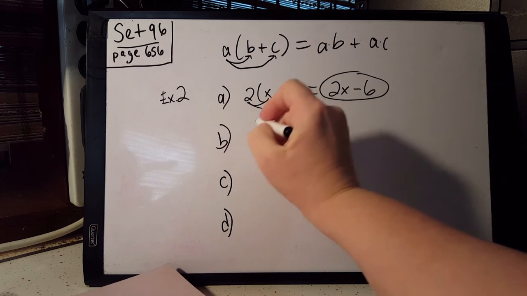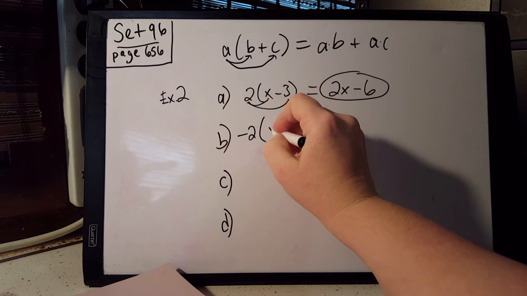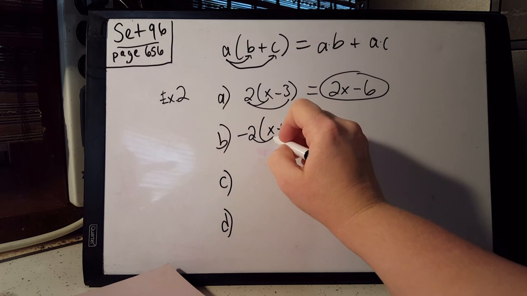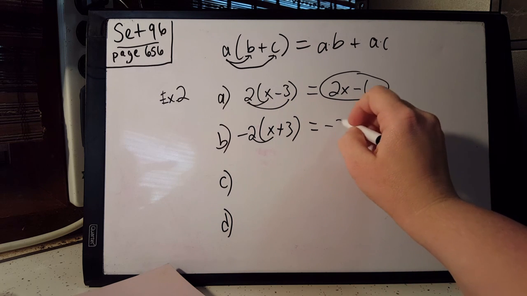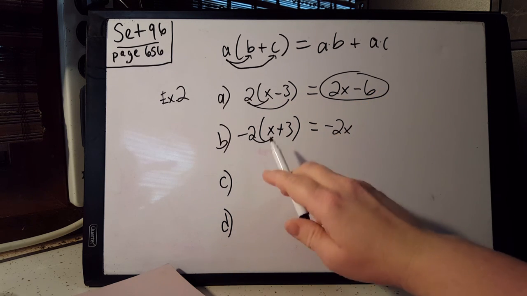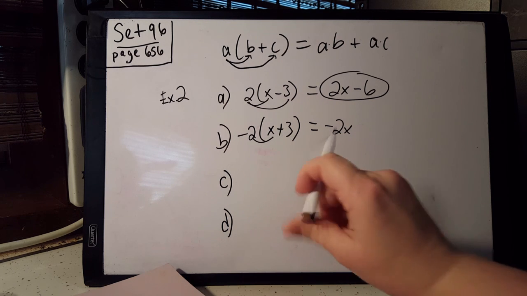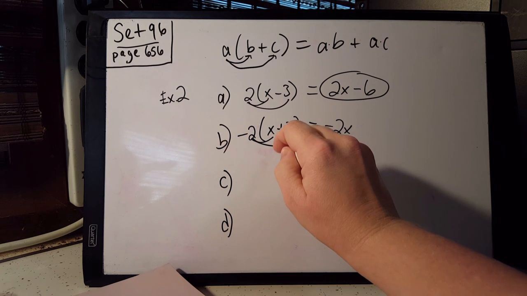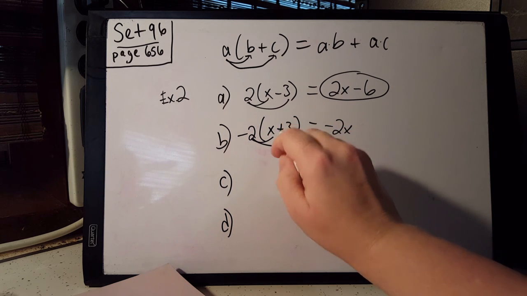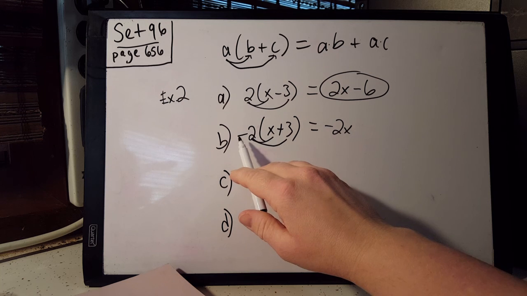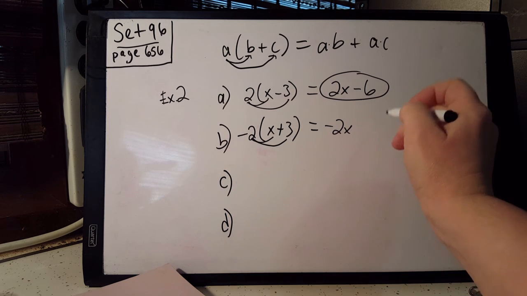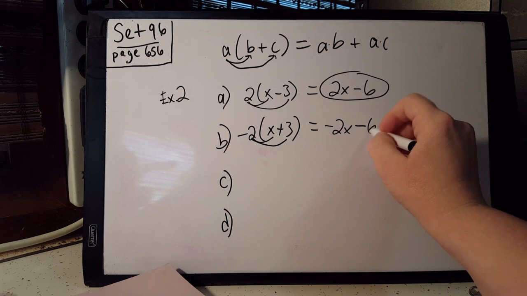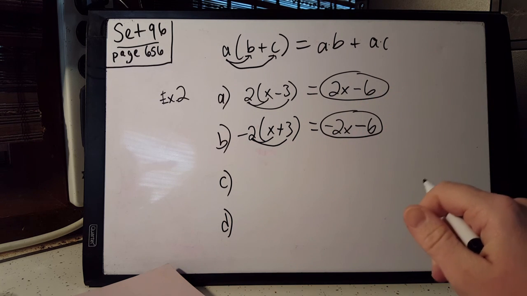All right, B says negative 2 times x plus 3. Negative 2 times x is going to be negative 2x. You simply put them together. When there is an unknown variable, all you can do is put them together. Now this is where it gets a little bit different. If we have negative 2 times positive 3, we have to think of the plus as a positive, and we know a negative times a positive is a negative. Therefore, we're going to put a minus there. 2 times 3 is 6. So this would be our answer here.